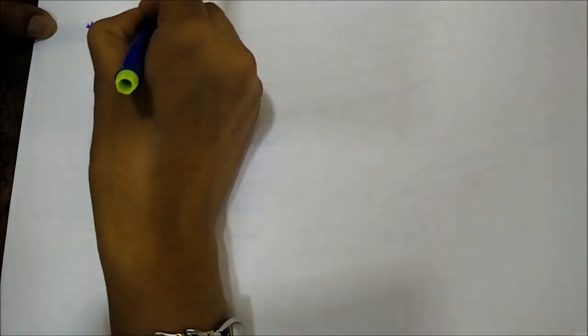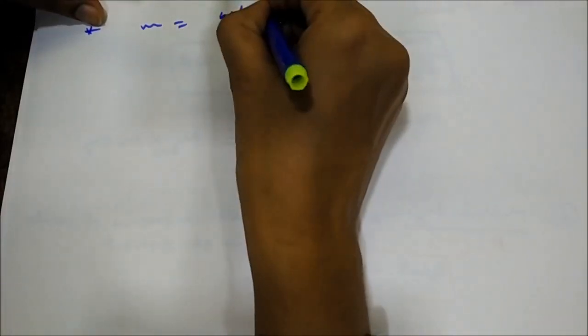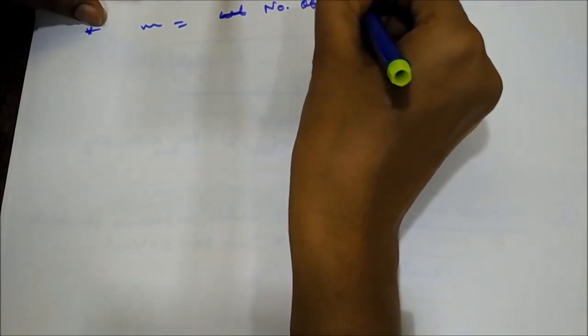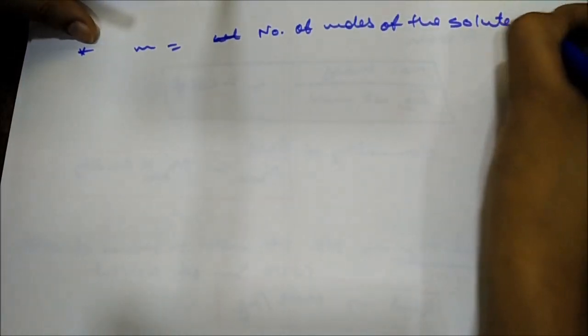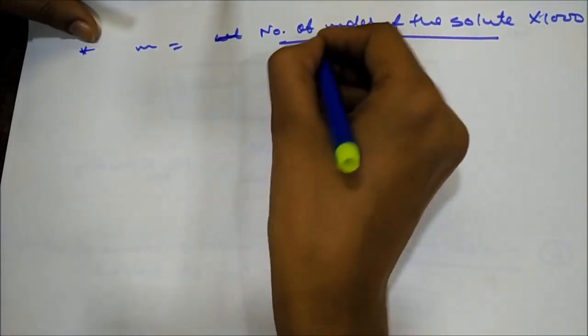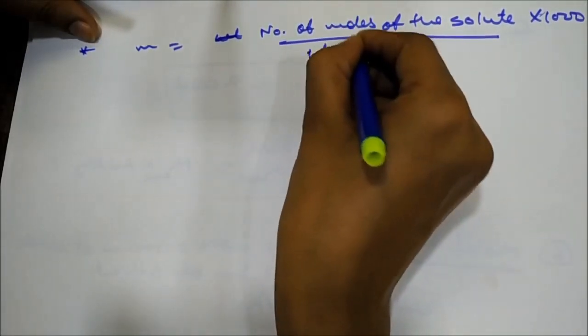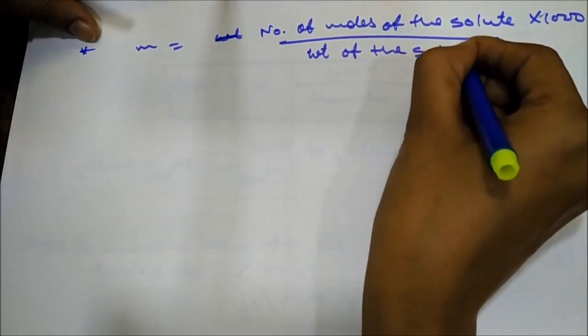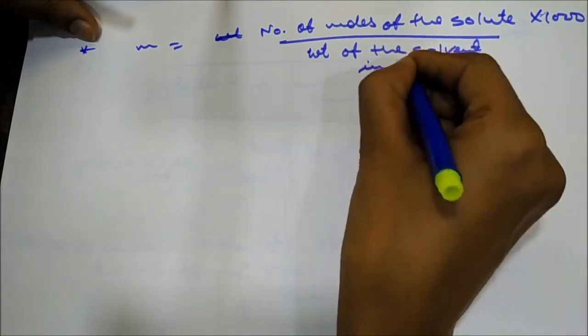Different formulas for calculating the molality of a solution: m is equal to weight of solute, or number of moles of the solute, into 1000 divided by weight of the solvent in grams.